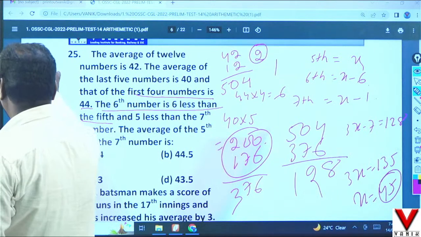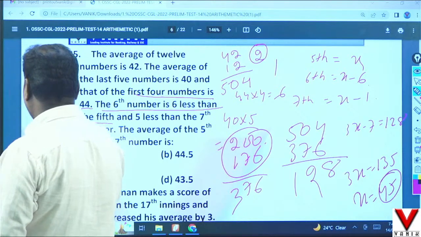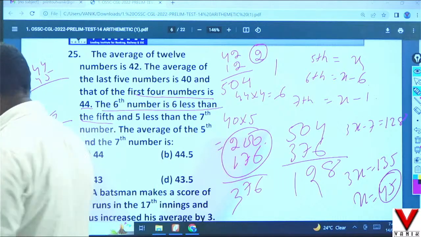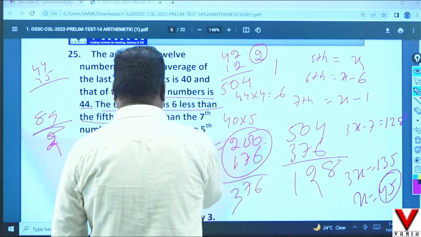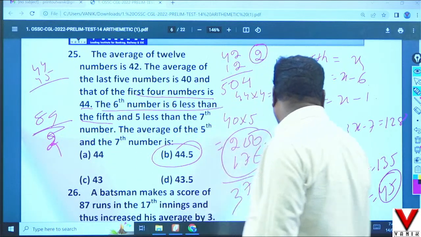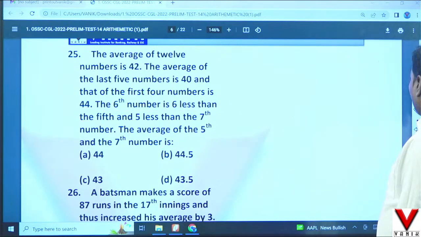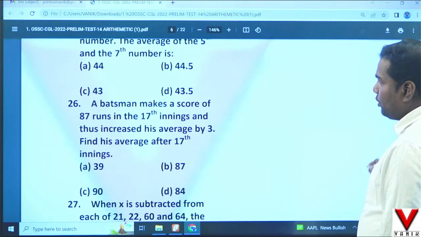44 plus 45 is 89. We have to find out the average. 89 by 2 is equal to 44.5. Option B is our correct answer. Come to the next number, question number 26.